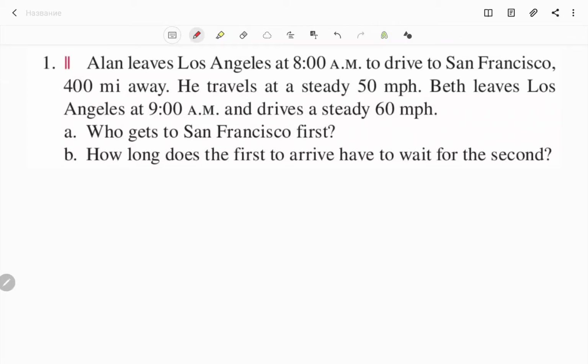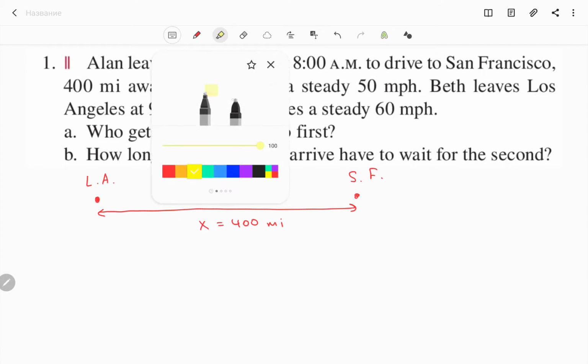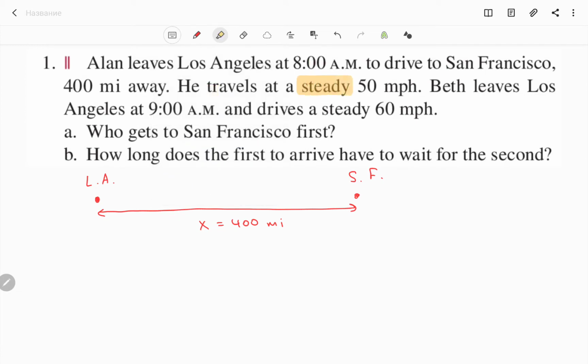Let's solve this problem. Let's say this is Los Angeles, and here we have San Francisco. The distance between these two cities, let's say x equal to 400 miles. And Alan travels at a steady speed, 50 miles per hour. Steady means constant velocity. So constant velocity means this is uniform motion.